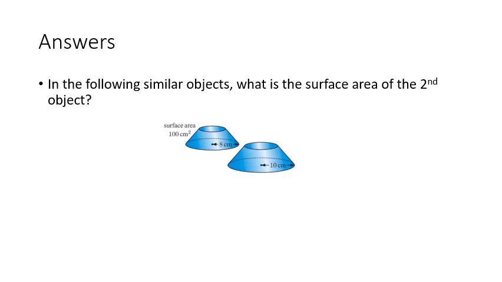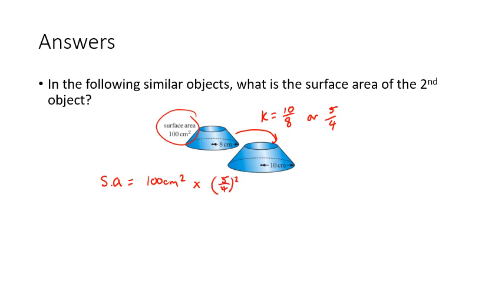Okay, so we're looking here. We've got a surface area of our original shape of 100 centimeters squared, and we're looking to find a k value. We're going from here to here, so k is actually going to be 10 over 8, or if you wanted to simplify that, k is 5 over 4. So our new surface area is going to be 100 centimeters squared, our old surface area, multiplied by our k value squared, 5 over 4 squared. In that particular case, it's going to be 100 times 25 over 16, which is 2500 over 16. And we can work that out on a calculator. 2500 divided by 16 is 156.25 centimeters squared.